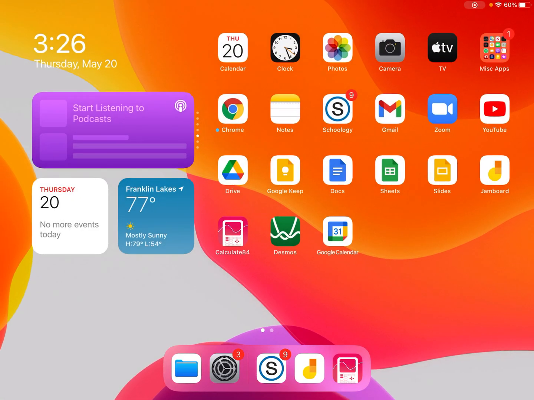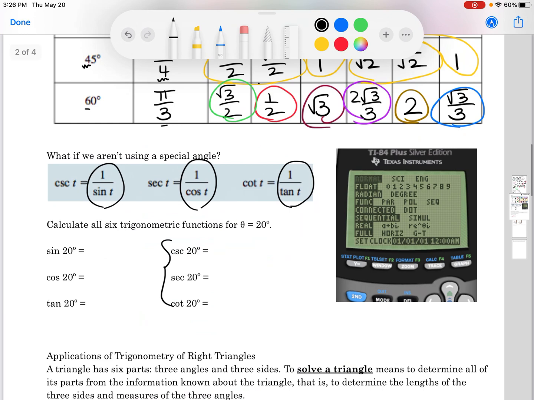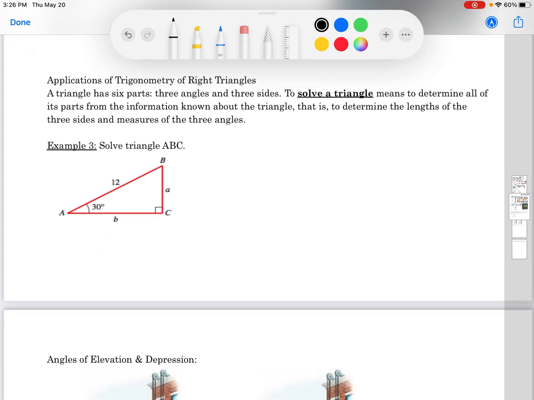Okay. So we can also apply trig to some problems which you've probably seen in geometry. So one of the things we like to do is to solve a triangle. That means to find all of its parts. You're going to want to know all of the angles, measure of angle A, B, and C. And you're going to want to know all of the sides. So lowercase a, lowercase b, and lowercase c.